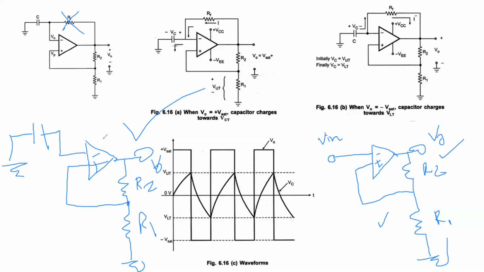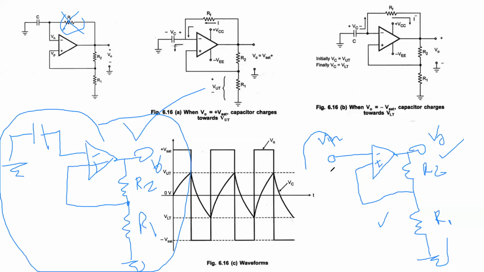I hope the same circuit looks like the astable multivibrator when you remove this component. Here the input voltage, that means the voltage is applied to the op amp. Here the capacitor supplies the voltage. In the place of Vin, we connected the capacitor. The capacitor provides the supply to your operational amplifier.